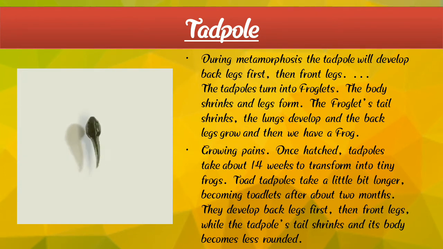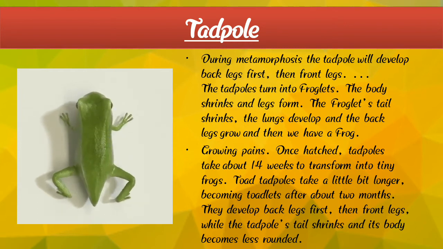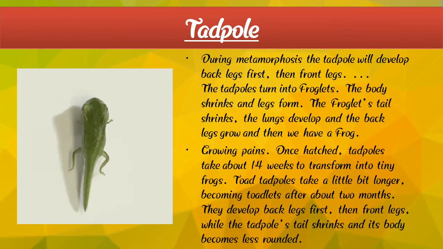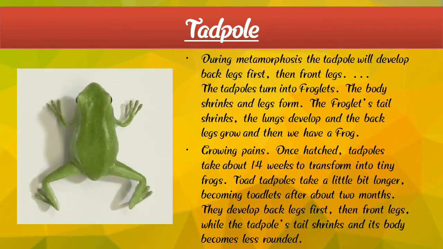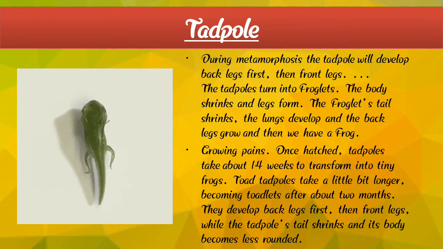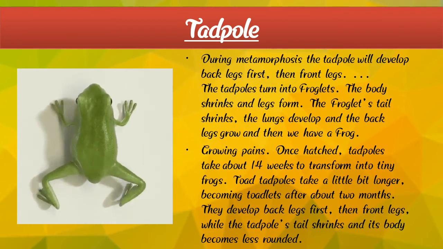Growing pains, once hatched a tadpole takes about 14 weeks to transform into a tiny frog. Toad tadpoles take a little bit longer, becoming toadlets after about 2 months. They develop back legs first, then front legs, while the tadpole's tail shrinks and the body becomes less rounded. So a tadpole grows into a frog. So now next, cuckoo.